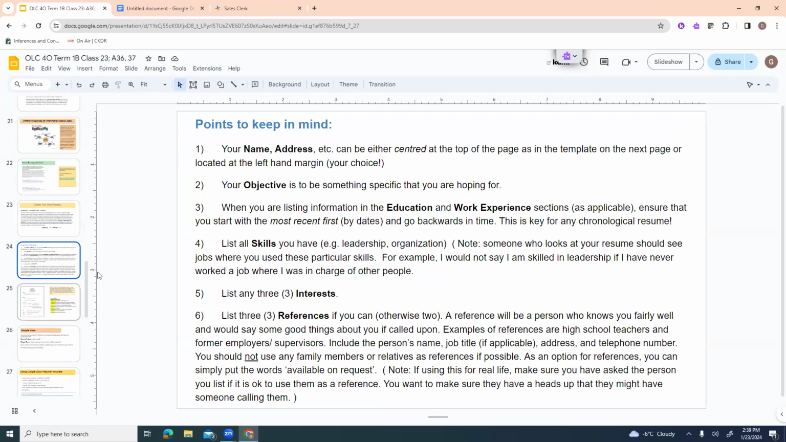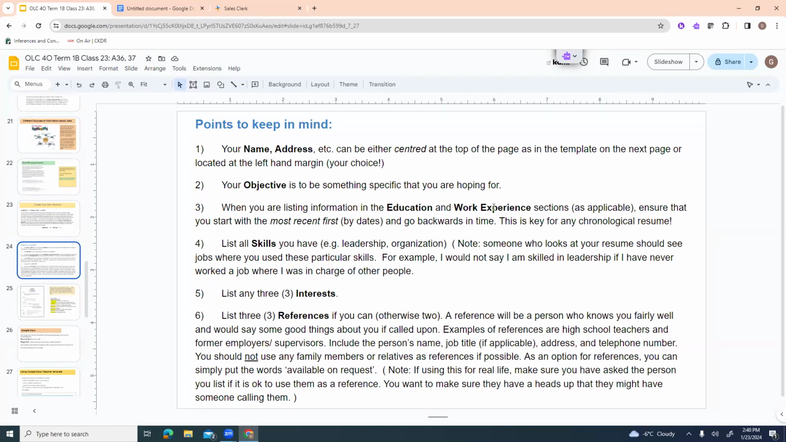Points to keep in mind. Your name or address can be either centered at the top of the page or it can be located on the left-hand margin. Your objective is to be something specific that you are hoping for. I feel like an objective is a bit outdated, but for the moment, they want us to do it. I will give you some examples in a minute.